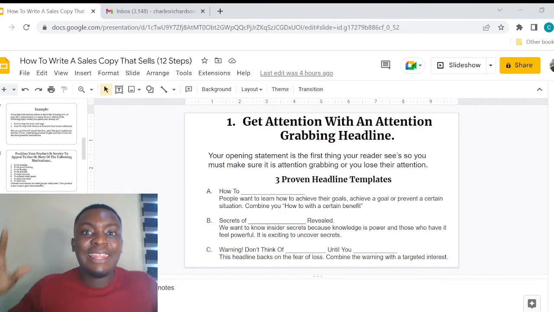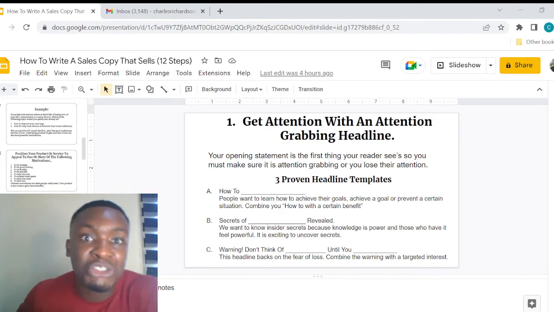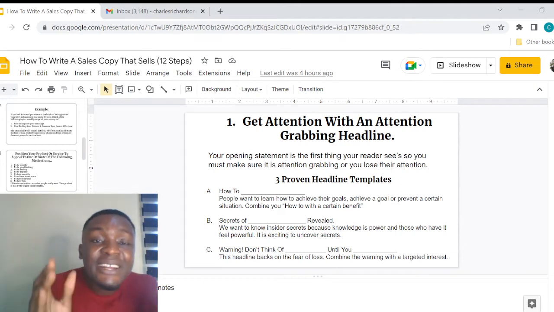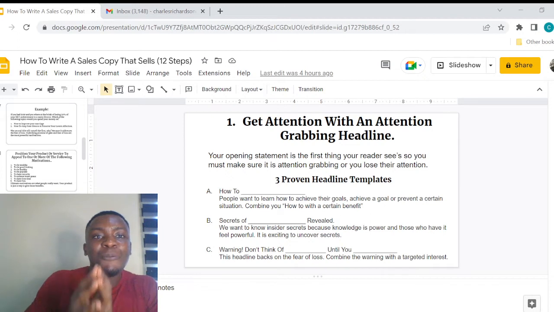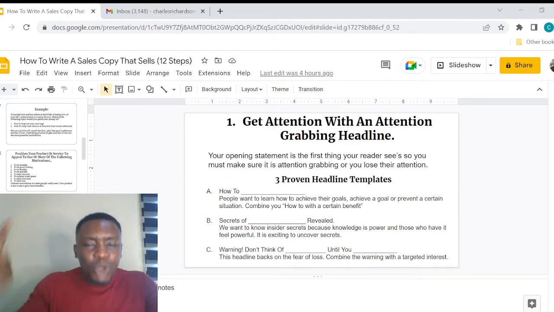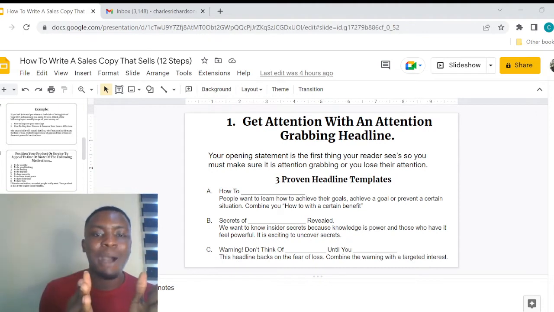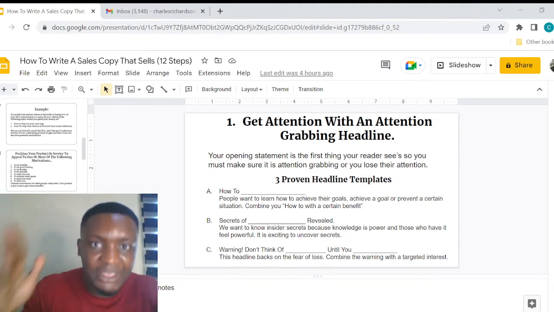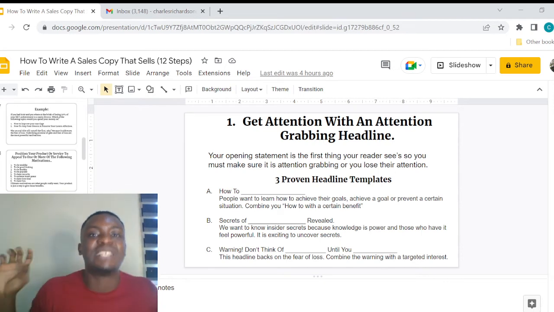Secrets of enlarging your buttocks without surgery revealed. Secrets of beating your business competition without being obvious. All those things are goals that people want to achieve. Know what your customer wants and also give them what they want. Know what they want and use it to craft a headline.